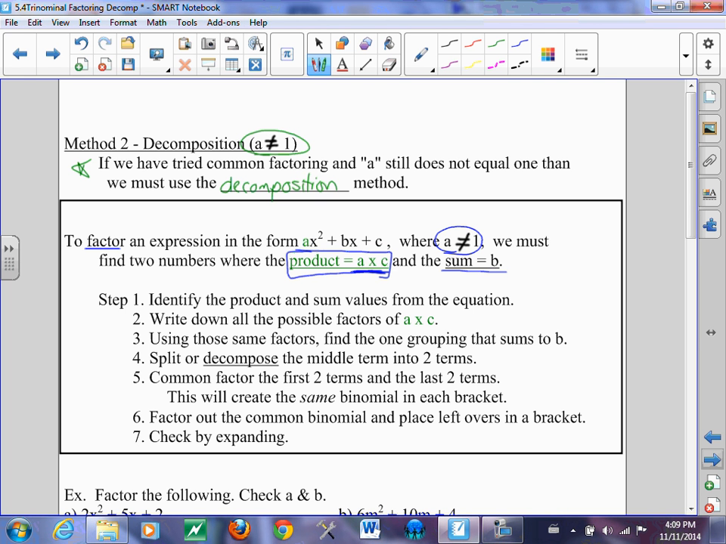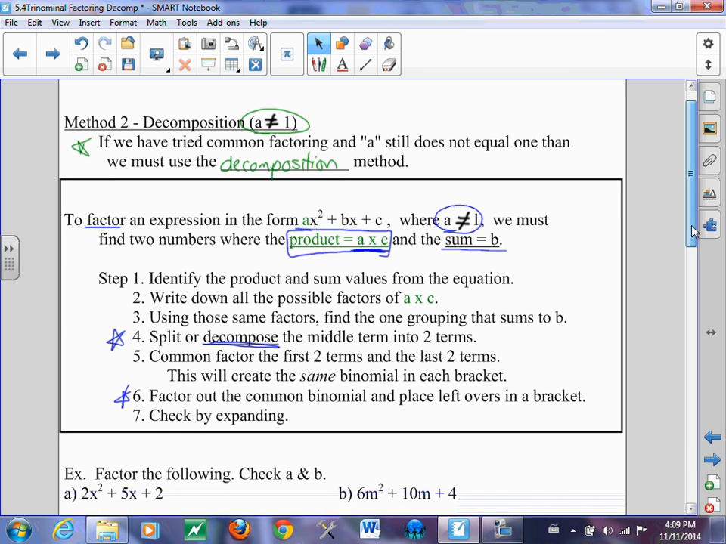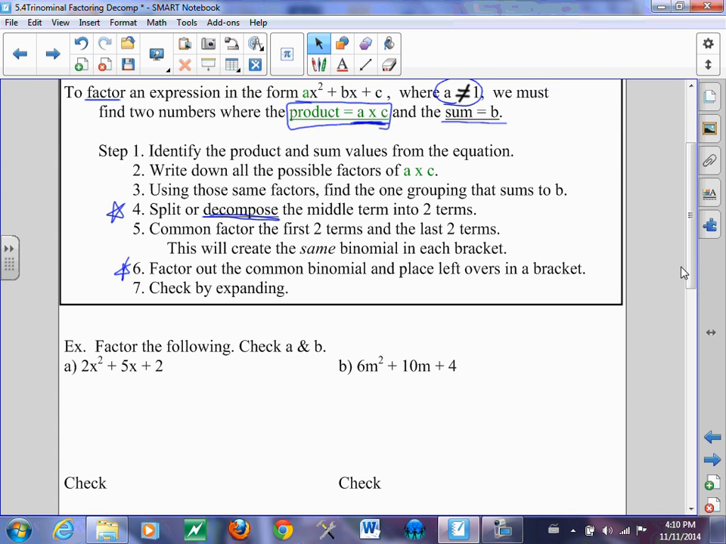So that's the same. Okay? What we're going to do, though, is when we find our two possible factors, the next thing we're going to do is split or decompose the middle term into two terms. So instead of a trinomial, we're going to have 4 terms. Okay? Then we're going to common factor the first two and the last two, and you'll factor out a common binomial, which you'll have seen before. All right, before you get all frustrated, just follow an example with me. Okay, and some steps are the same, and the only thing that's different really is 4 and 5.